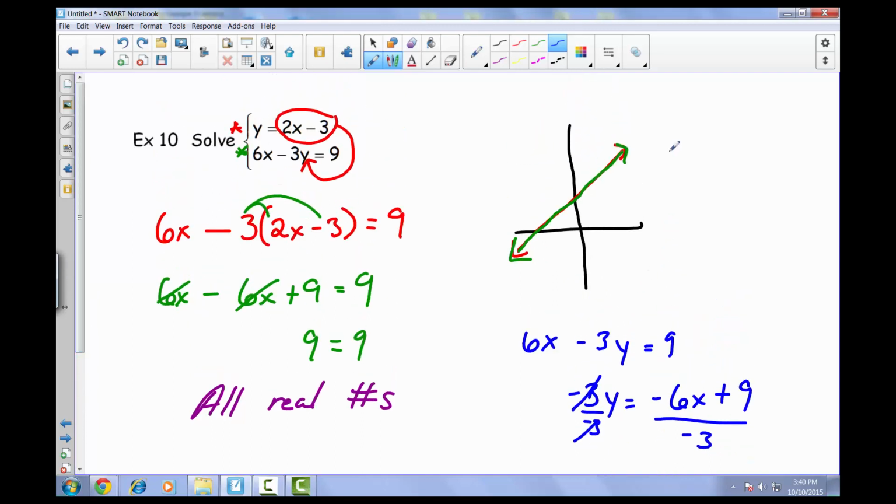But again, that is example 10 from our 3.1 and 3.2 set of notes.